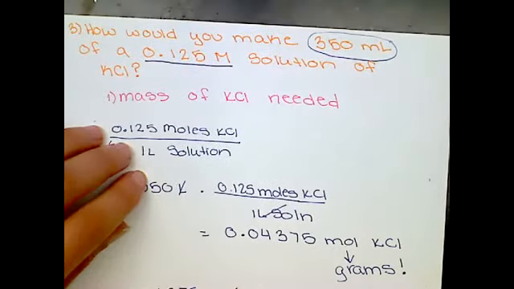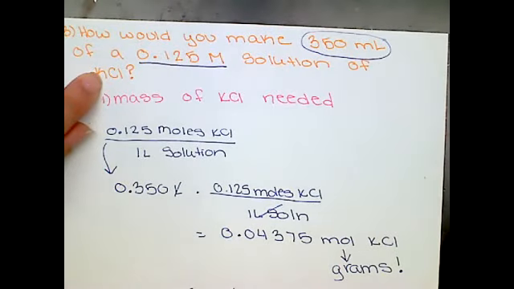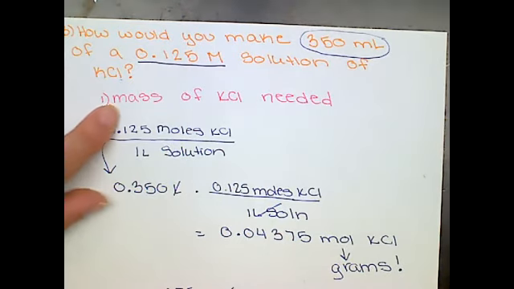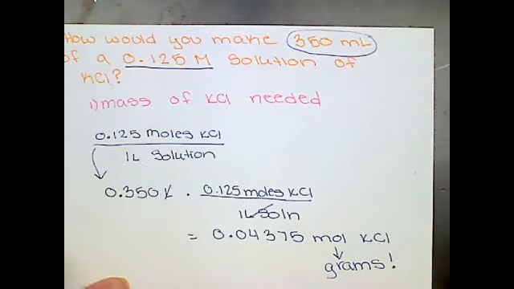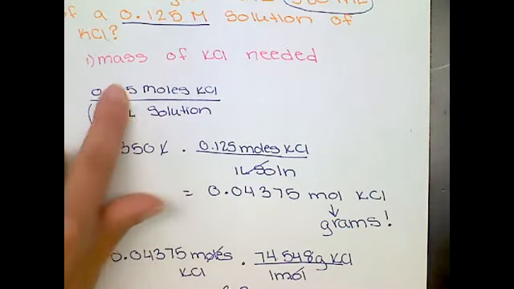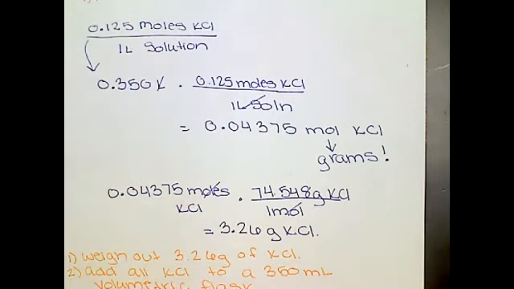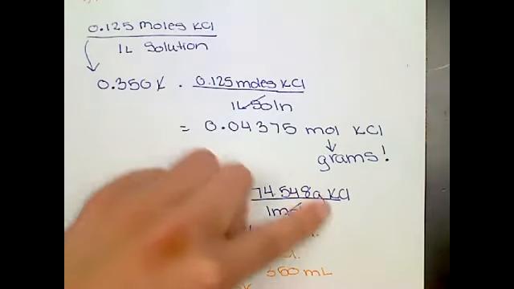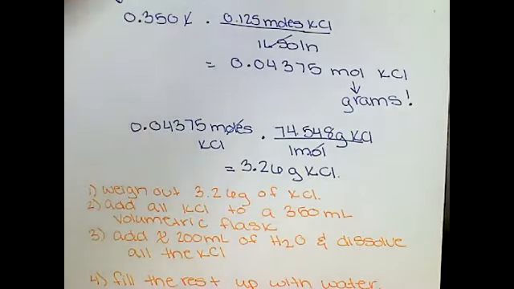So again, if we wanted to make a 0.125 molar solution of KCl, the first thing that we needed to figure out, or the math part, is what is the mass of potassium chloride that we would need? So I need to figure out how many moles of potassium chloride using my molarity equation, and then convert those moles into grams. And once I figured out how many grams of potassium chloride I needed to put in the solution, I could write out a couple steps.